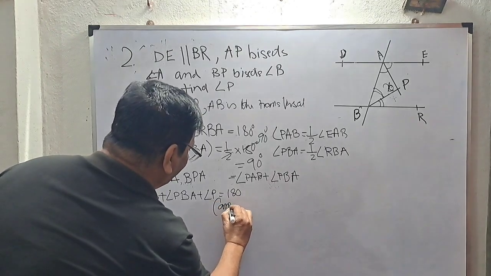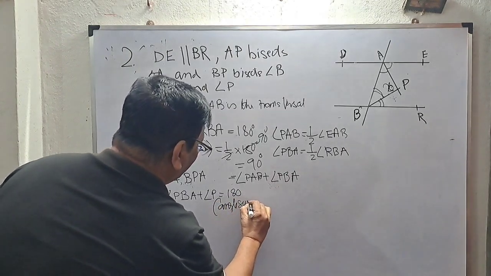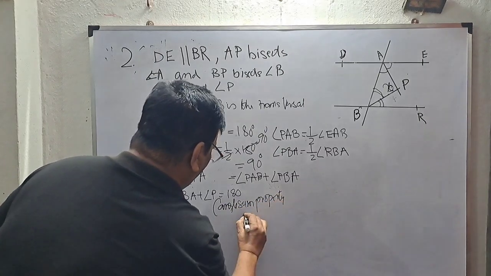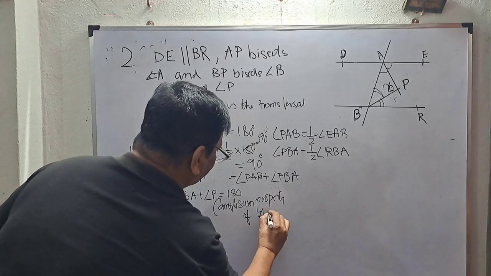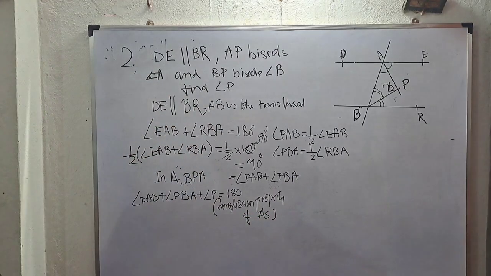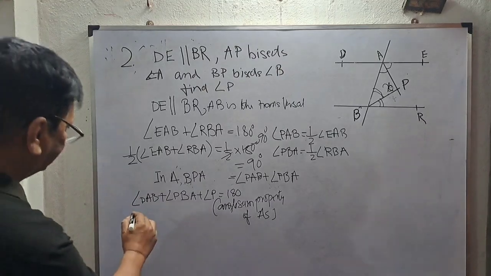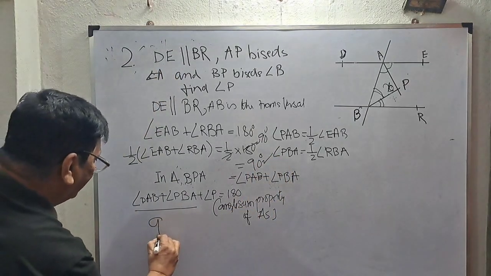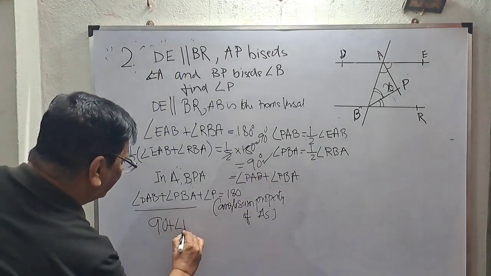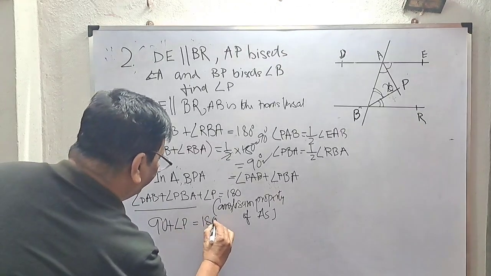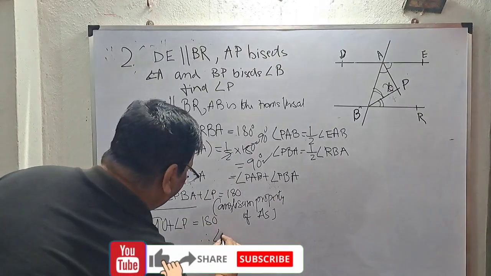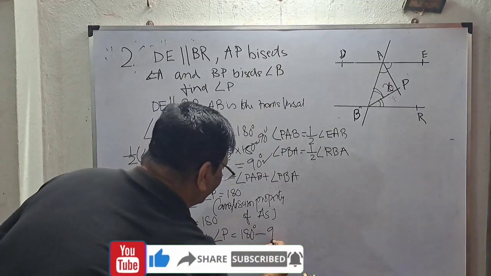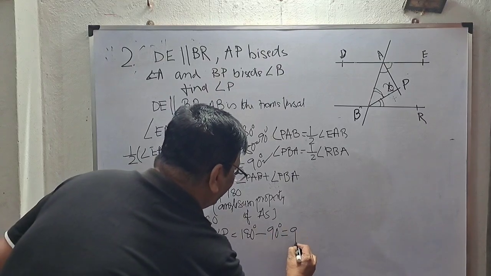Angle sum property of triangles. Correct? So from here we can now say this value is 90 degree. So 90 plus angle P is equal to 180. Therefore angle P is equal to 180 degree minus 90 degree, which is equal to 90 degree, right?